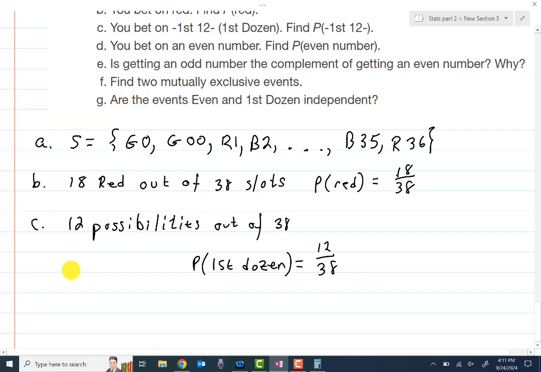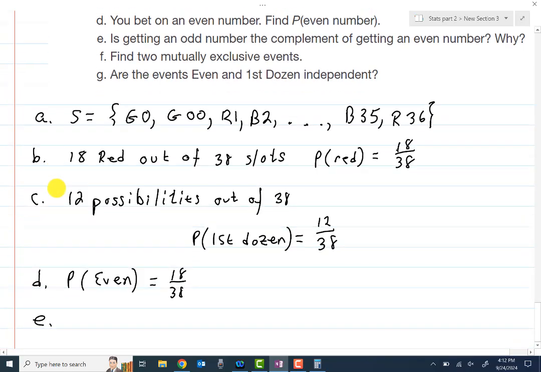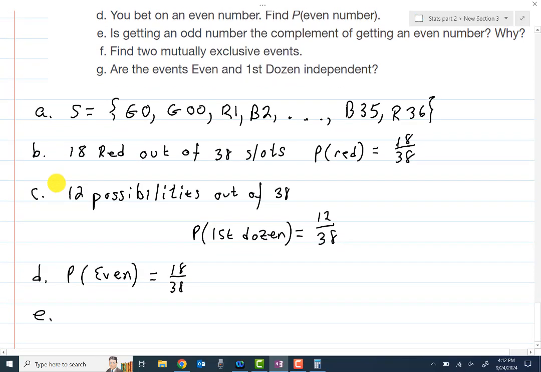D, you bet an even number. Well, we've discussed this. I think I'll just say even. We said there was 18 out of 38 of those. Now is red the complement? So let's see what we have here. It says, oh no, I'm sorry, is odd the complement of getting an even?